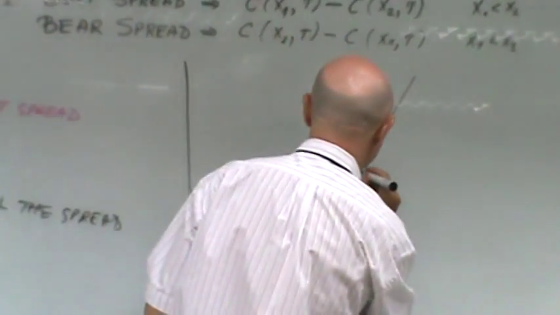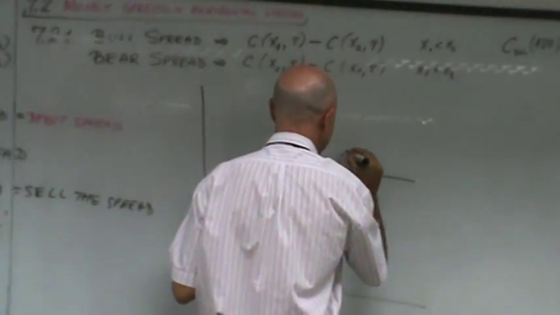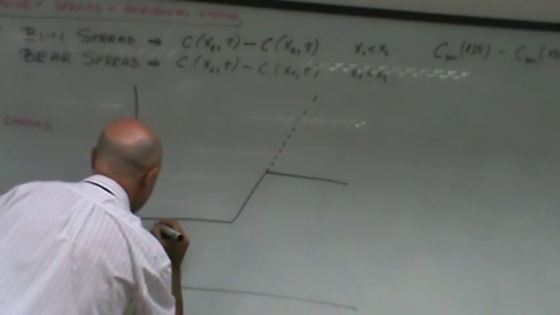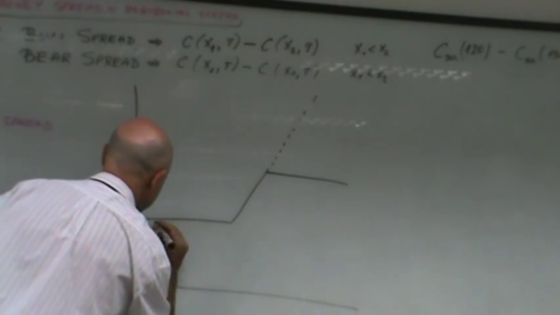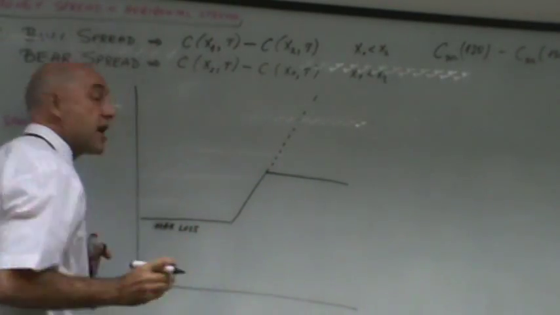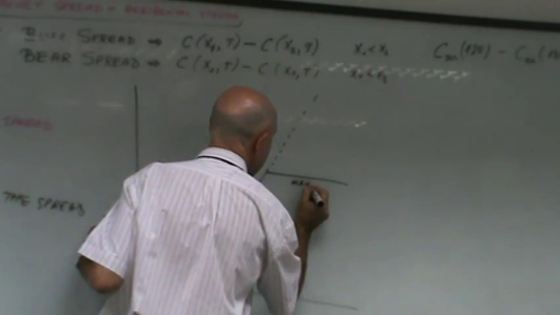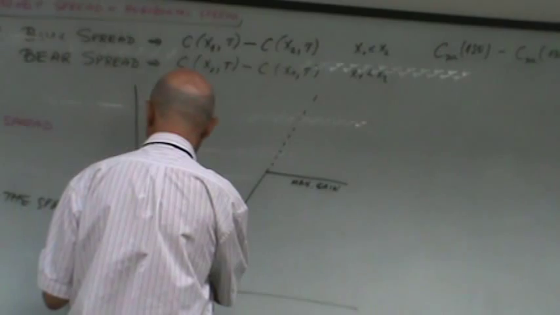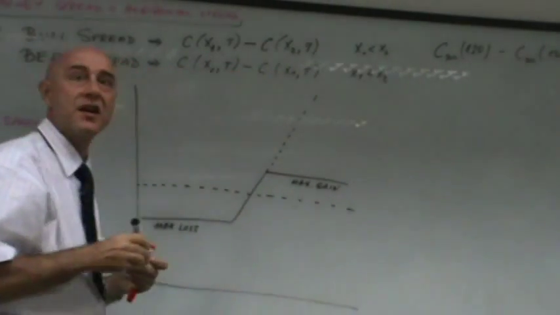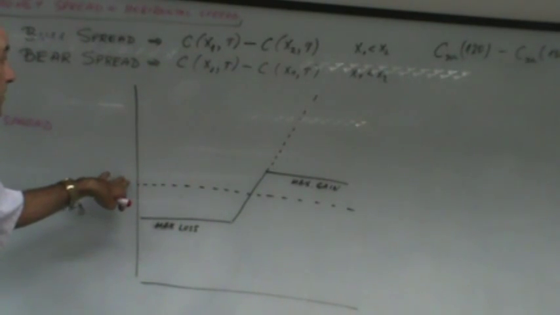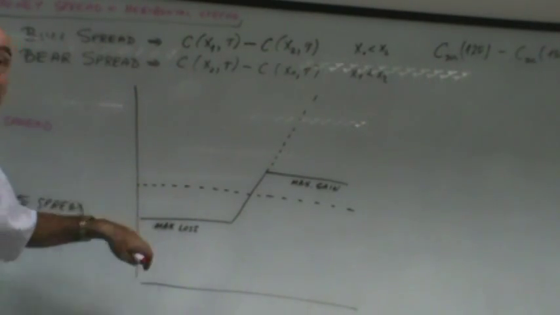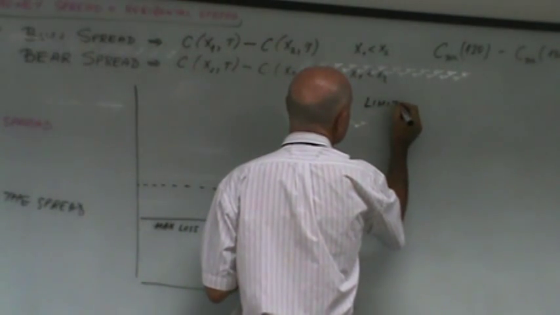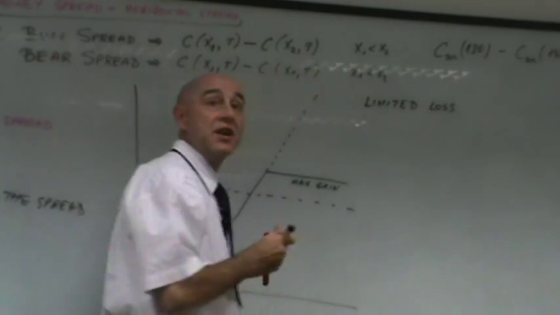So you get truncated. You've got a maximum loss, and a maximum gain. And somewhere in the middle, not exactly, somewhere in the middle, you're going to be breaking even. So what happens is very simple. You have a limited loss.